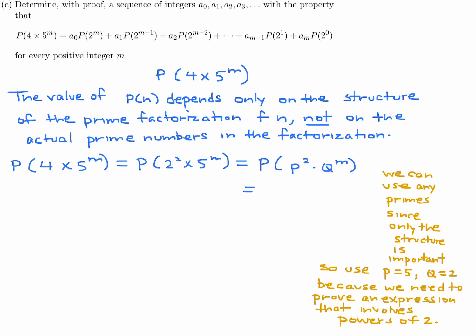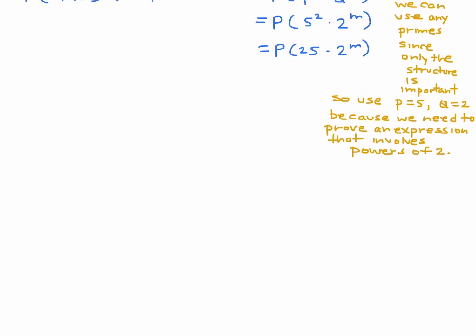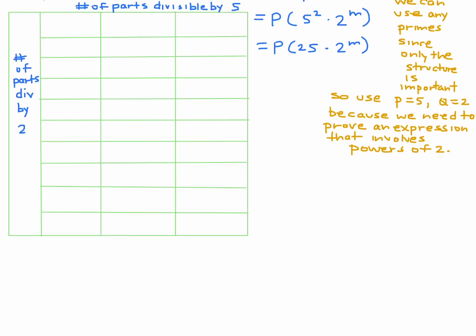And the reason we're using q equals 2 is because we need to prove an expression that involves powers of 2. If you notice, this involves powers of 2. So that's why I'm using 2. All right, so this we can now use 5 squared and then 2 to the m. And this is, of course, 25 times 2 to the m. All right, so at this point, we will now, very similar to before, make a table, and off we go.